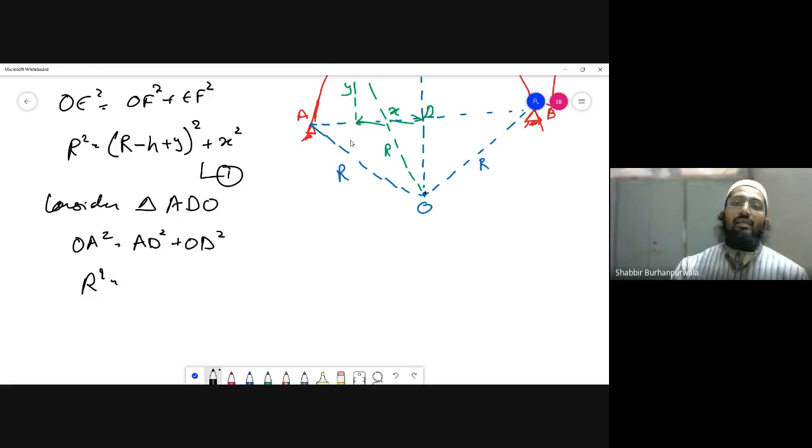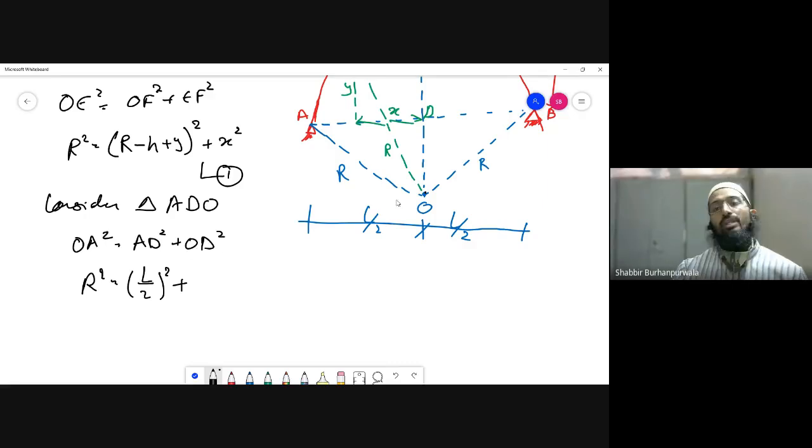How much is AD? अगर total length, the total length of the parabola, is L, तो half length कितना होगा? L by 2. So over here the value is L by 2, उसका square. Okay, plus what about OD? OD का डिस्टेंस हमने लास्ट सीन में यहाँ पे निकाला था. OD is total distance R minus the height. Okay, square. Now let us simplify this equation.